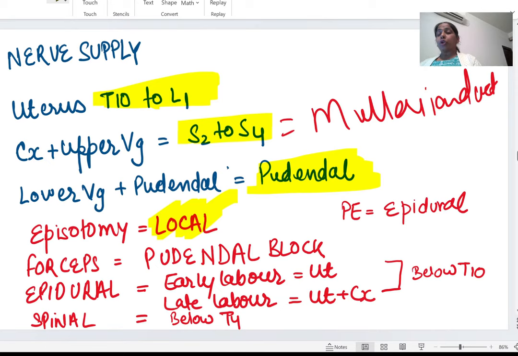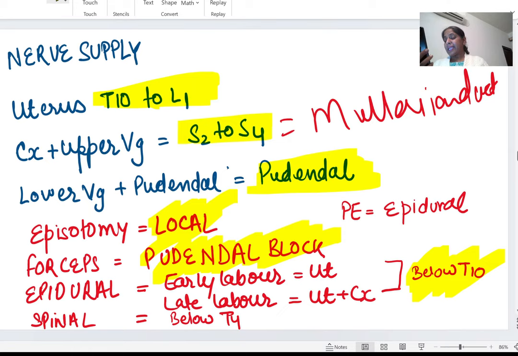So today a question was there. In the pudendal nerve block, the lower vagina is blocked. When we are doing painless delivery and give epidural, which segments need to be blocked? Below T10, because the uterus nerve supply starts from T10. So below T10, the whole segment has to be blocked. And when we give spinal, which segment needs to be blocked?